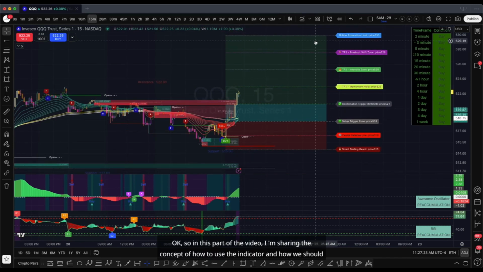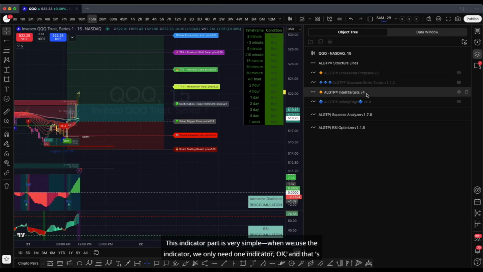That's it. Okay, so in this part of the video, I'm sharing the concept of how to use the indicator and how we should understand it. Okay, so how do we use it? This indicator part is very simple. When we use the indicator, we only need one indicator. Okay, and that's enough to use it.